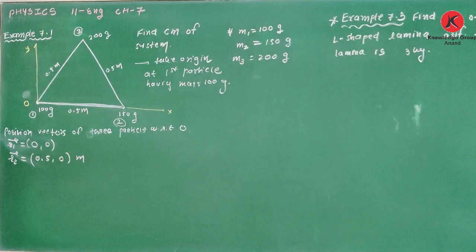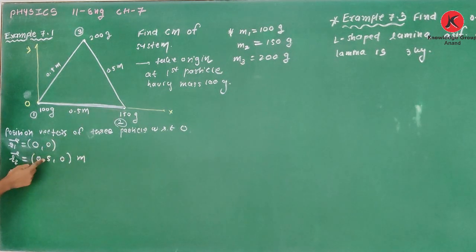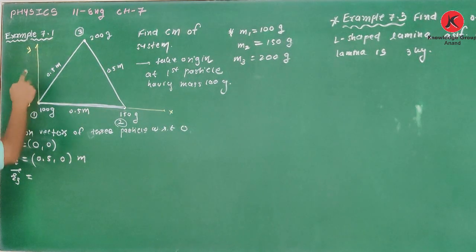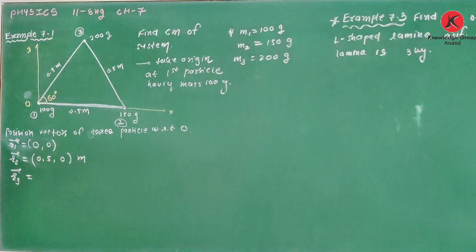Now, the third particle is here. So how to write R3, the position vector of the third particle? We cannot write it directly. If one particle is on the x-axis, we can directly write it like this. If one particle is on the y-axis, then we can directly write it. But this one is making some angle with the x-axis. And from the figure it is clear it makes an angle of 60 degrees with the x-axis.